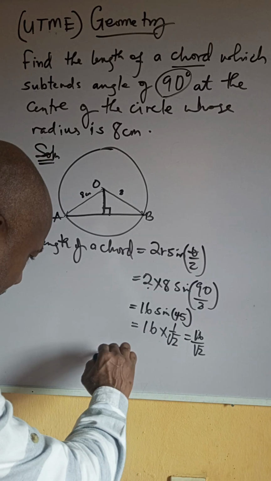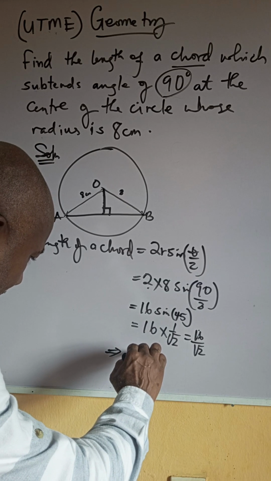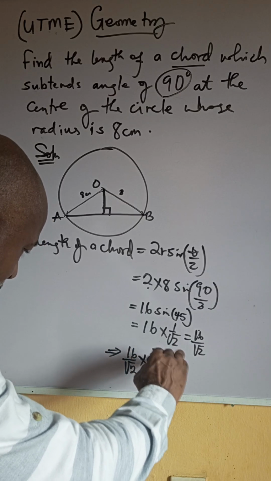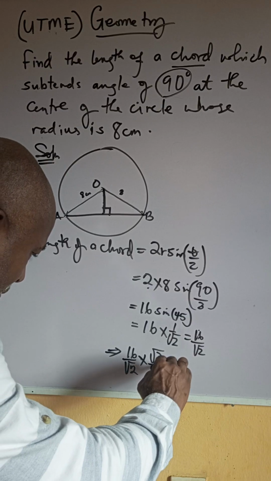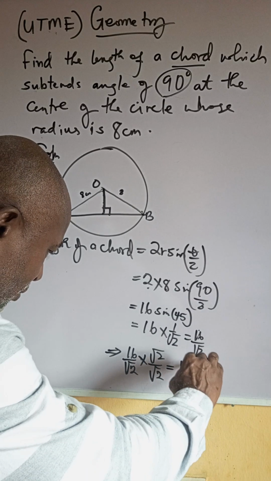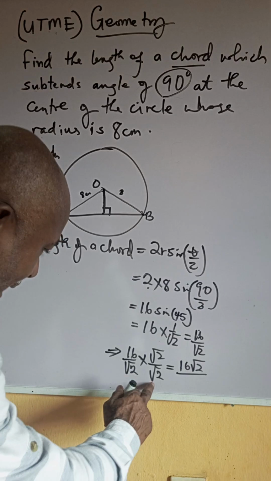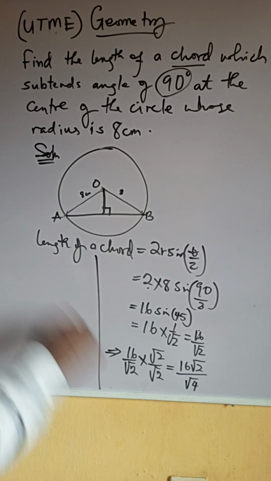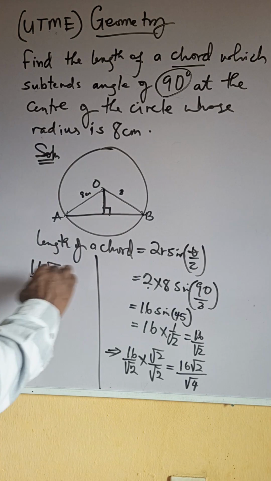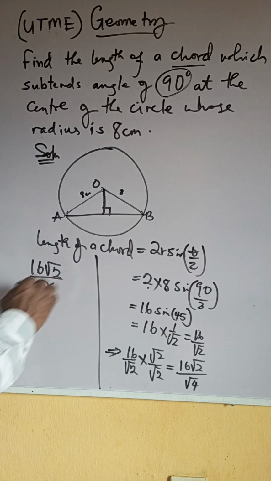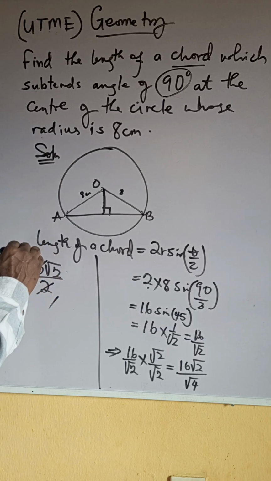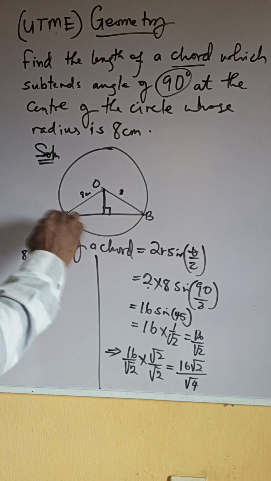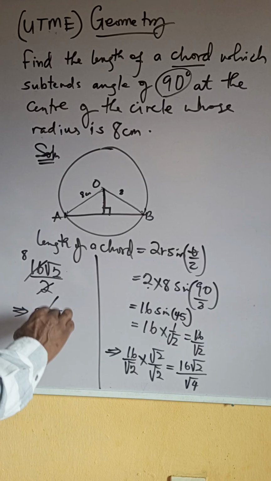So now let's simplify further. This implies 16 over root 2 multiplied by root 2 over root 2. This will give us 16 root 2 divided by root 2 times root 2, which is root 4. Okay, let's continue from here. Now we have 16 root 2 divided by root 4, which is 2. The 2 can cancel, and dividing this, we have 8. So the length of this chord from here to here is 8 root 2 centimeters.